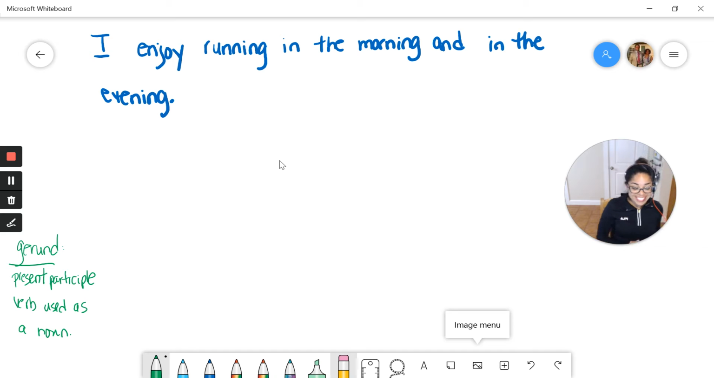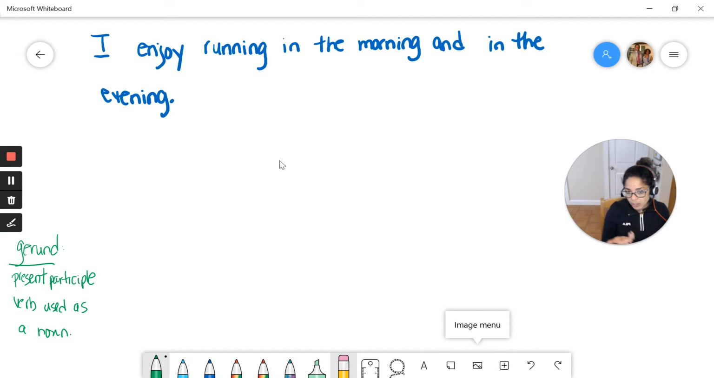Okay, with this next example, which is a little tricky, we're going to be practicing another kind of verbal called a gerund. I wrote down what the definition of a gerund is. It's also in your book and on your chart. It's a present participle verb used as a noun. We're also going to be using a conjunction in a very interesting way. We're going to be using it to show two prepositional phrases. So here's our sentence. I enjoy running in the morning and in the evening.